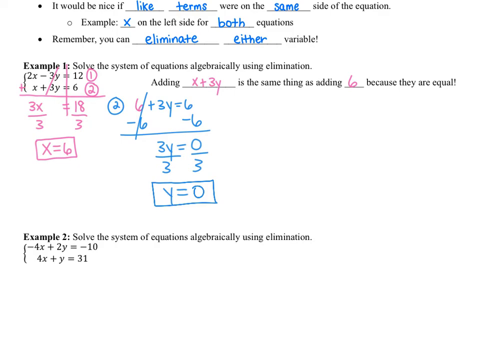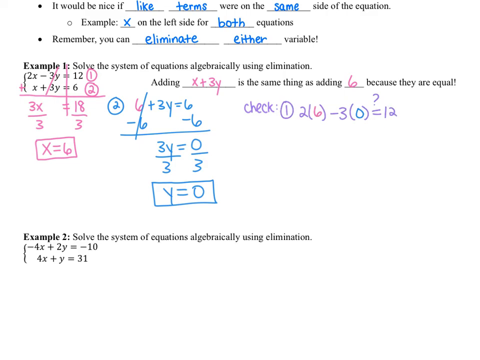Our final step is to check our answer, and since we already used equation number 2 to figure out the second variable, I know that the xy pair 6, 0 works in equation number 2, so I need to check to make sure it works in equation number 1. So make sure you check it in the correct equation. So 2, and then instead of x, we're going to put 6, and then minus 3 times our y, which is 0. And we want to make sure, is that really equal to 12?